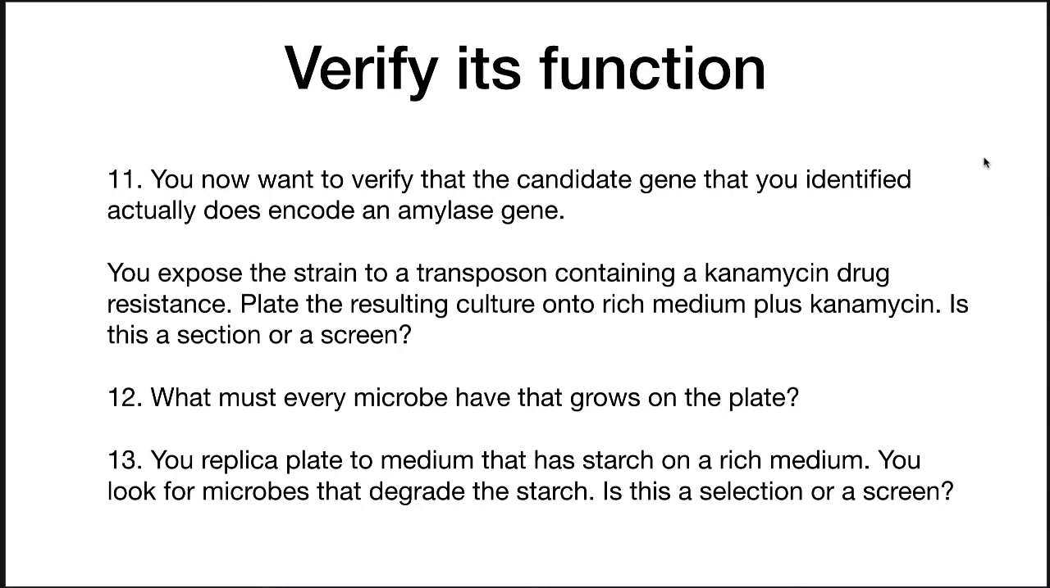Okay, number 11, this is actually a selection because you're selecting for kanamycin resistance. Number 12, every microbe that grows on this kanamycin plate must contain a transposon. And number 13, this is a screen because what you're looking for is the loss of the ability to degrade starch.